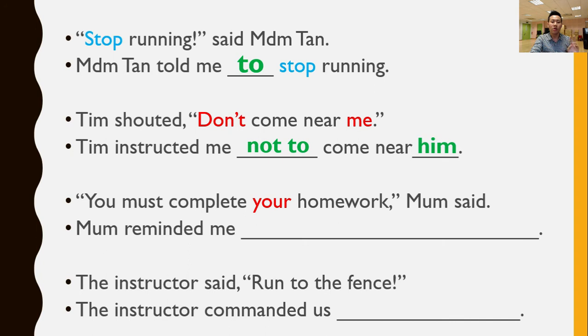Third example, "You must complete your homework," Mom said. Mom reminded me to complete my homework. So in this case, this is an instruction. So we just put in the word to and then followed by the verb. And the verb is complete. Complete my homework. Alright? Fourth example, the instructor said, "Run to the fence."